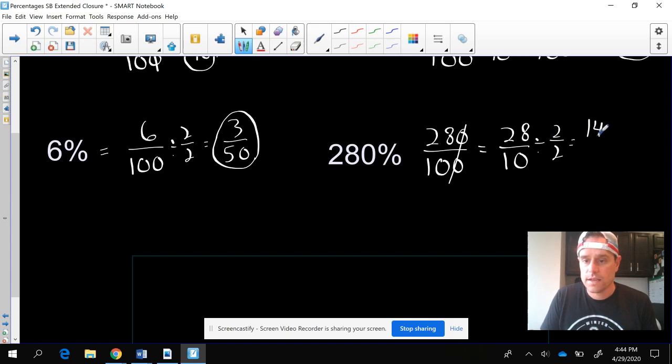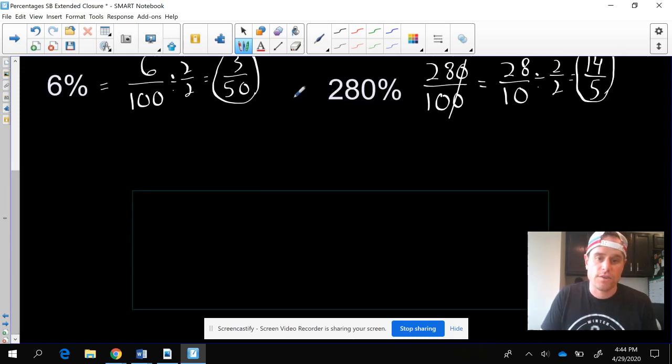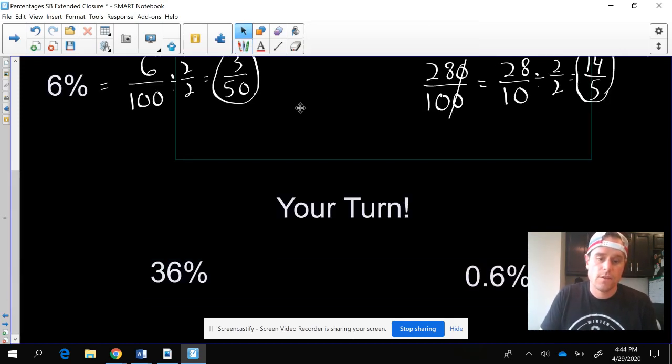That'll give you 14 over 5. Did you get 14 over 5 there? What I'd like you to do right now, your turn right here. Can you tell me the fraction in simplest form here?